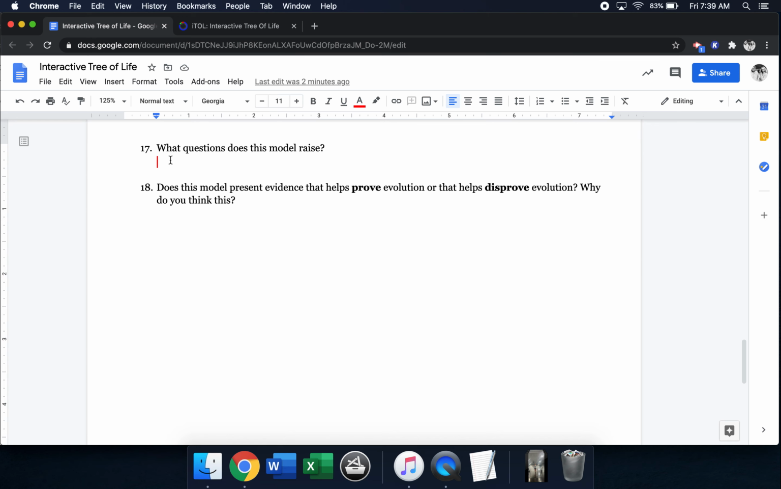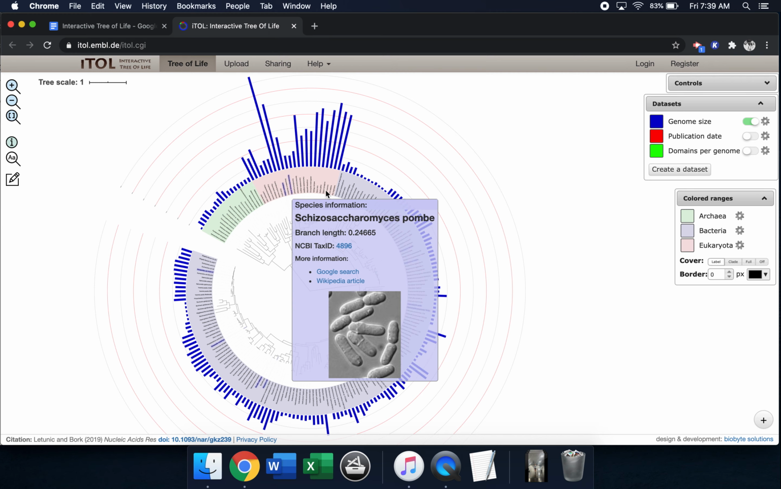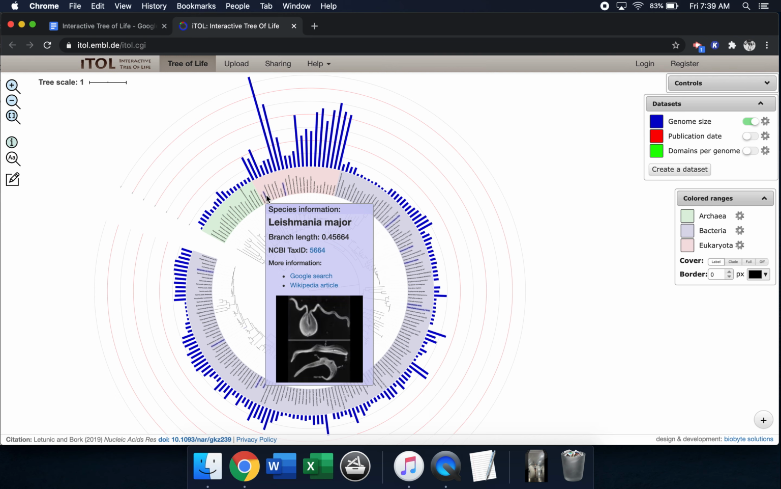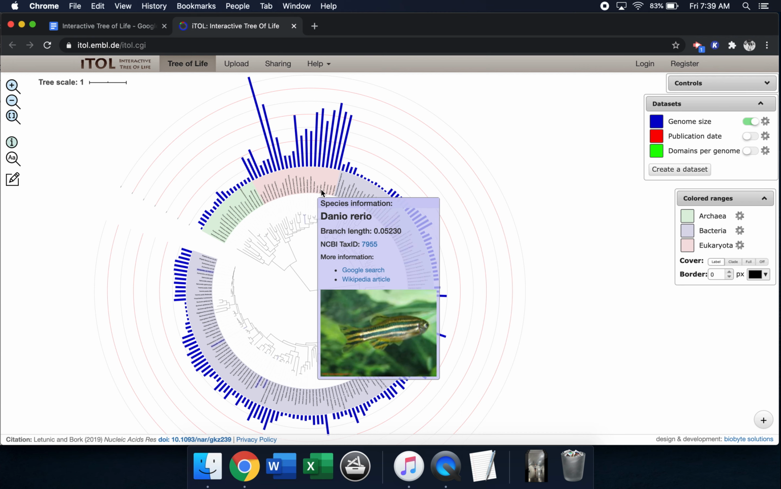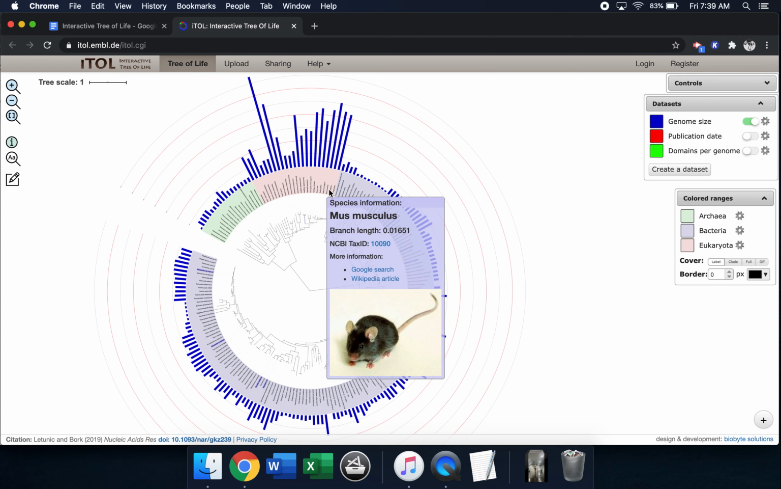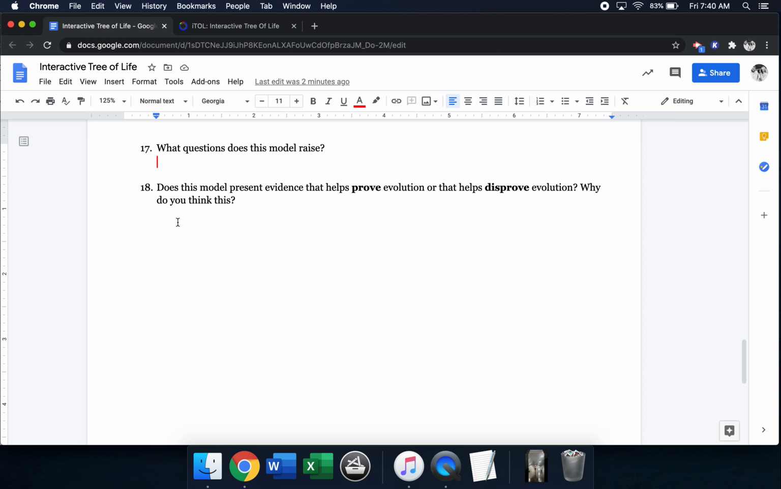Next, again on your own, what questions does this model raise? What does it make you curious about? One possible answer is, this doesn't give all of the organisms, all of the plants and animals and protists and fungi and all that stuff. So does this make you curious about other organisms that are not listed? Does this make you curious about how much DNA a puppy has? That's a possible answer.